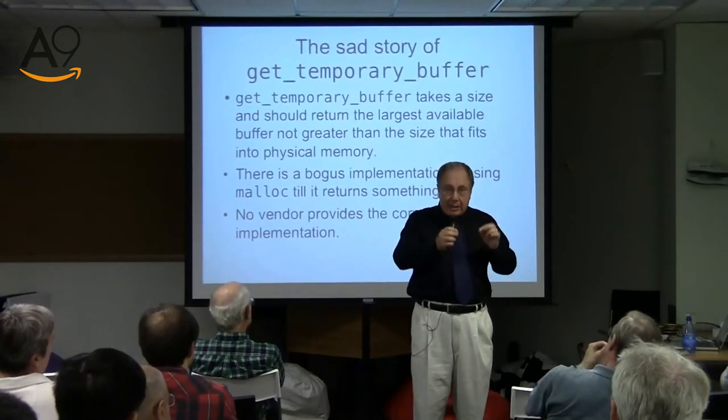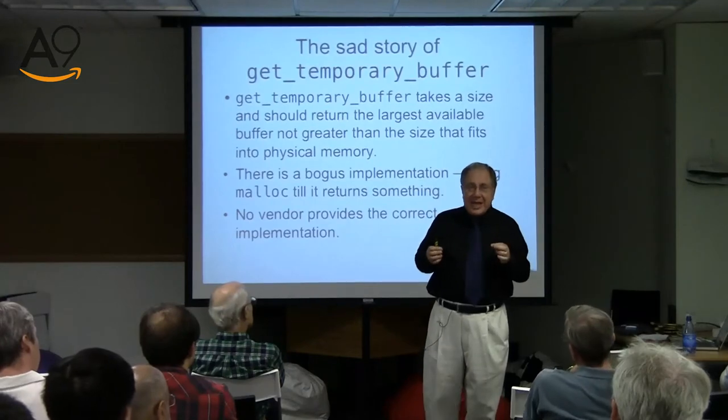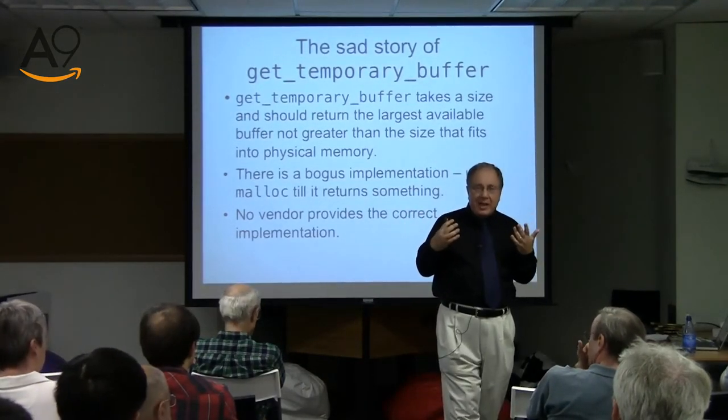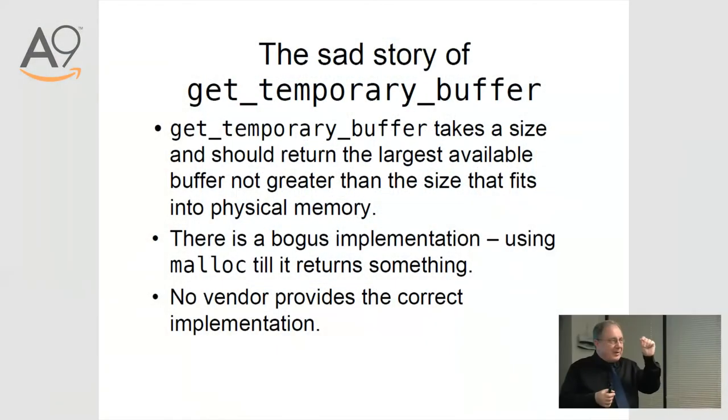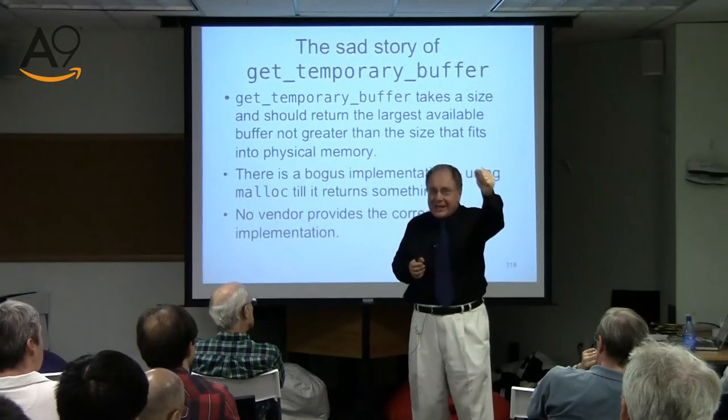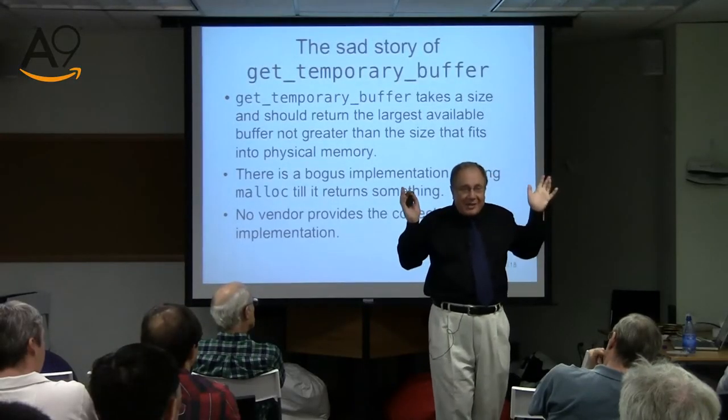So I carefully documented what it needs to do. But I was one of these stupid people. I cannot ship the interface without implementing it. So I implemented all of STL, including this guy. I wrote the following comment: this is a bogus implementation. It doesn't do anything useful. It should be immediately replaced by vendor-specific code. And my implementation was very simple. I call malloc. If it returns 0, I cut the size by 2, call it again, and again, and again. Eventually it returns something. It's bogus, and I wrote that it's a bogus implementation because I know nothing about physical memory.